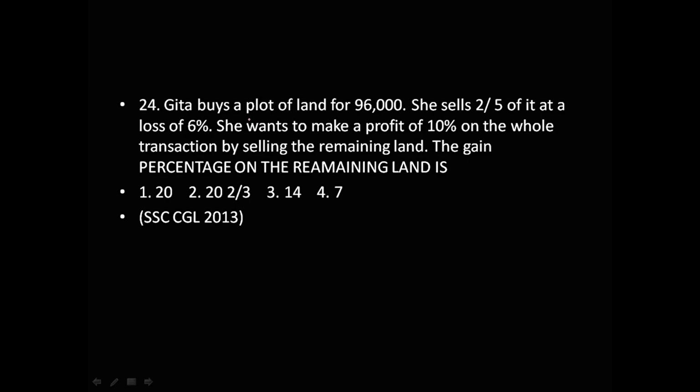So the next one, Kita buys a plot of land for 96,000. She sells 2/5 of it at a loss of 6%. She wants to make a profit of 10% on the whole transaction. The question is the gain percentage on the remaining land. So we can assume the whole land was bought for 100, right? And she sells 2/5 of the land, so 5 units is the whole land, whereas 2 units of it were sold at 6% loss. So the remaining is 3 units, sold at some profit percentage. We have to get that.